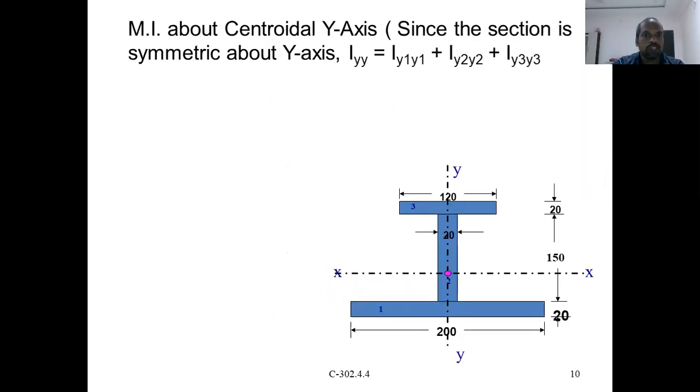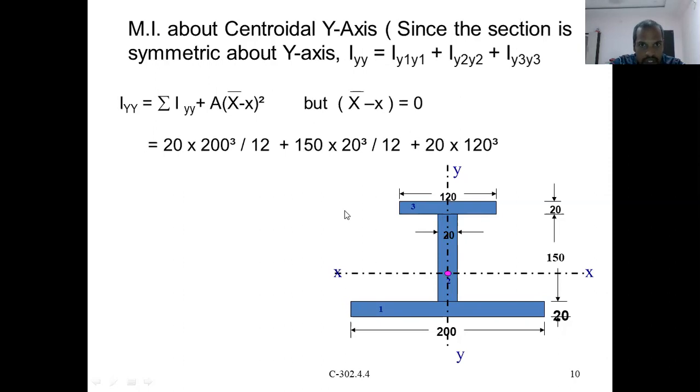Now let us go to the moment of inertia about the y-y axis. Since the section is symmetric about the y-y axis, the moment of inertia about the y-y axis of the entire section is equal to the moment of inertia of figure 1 plus figure 2 and so on. Here all the centroids coincide. This individual centroid, the figure 1 centroid, is nothing but this one only. Like this it will be. I'll take a pointer.